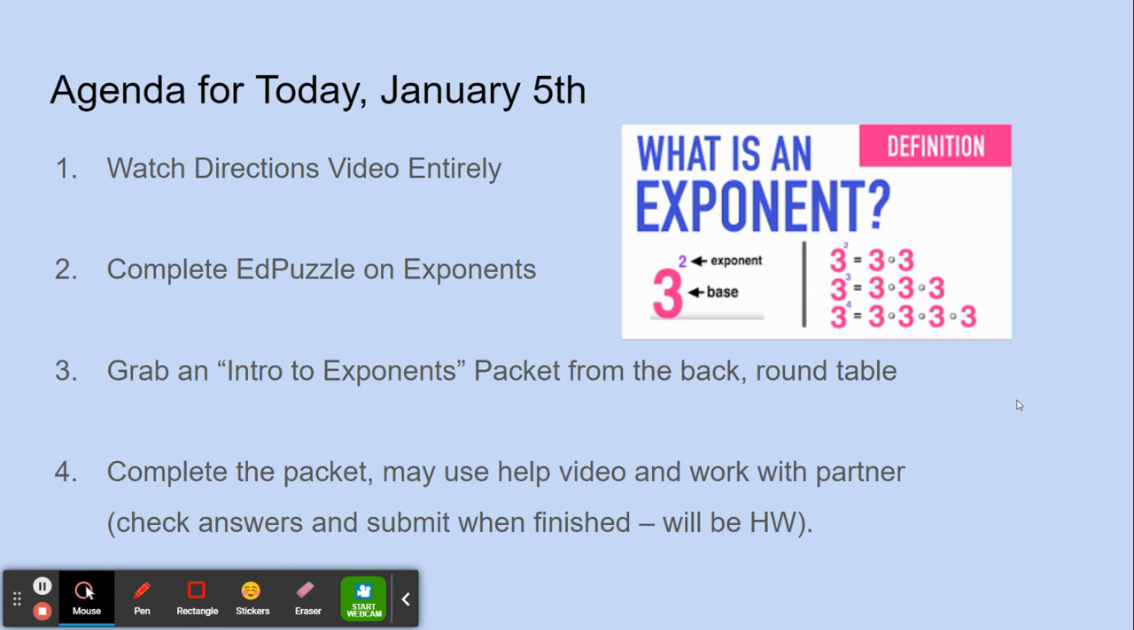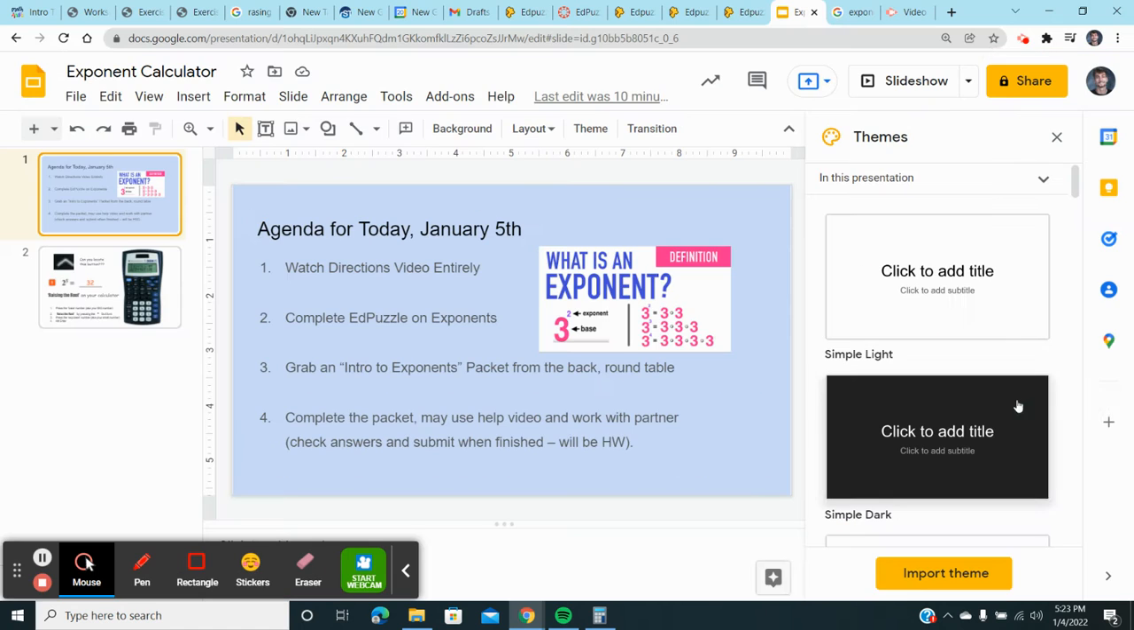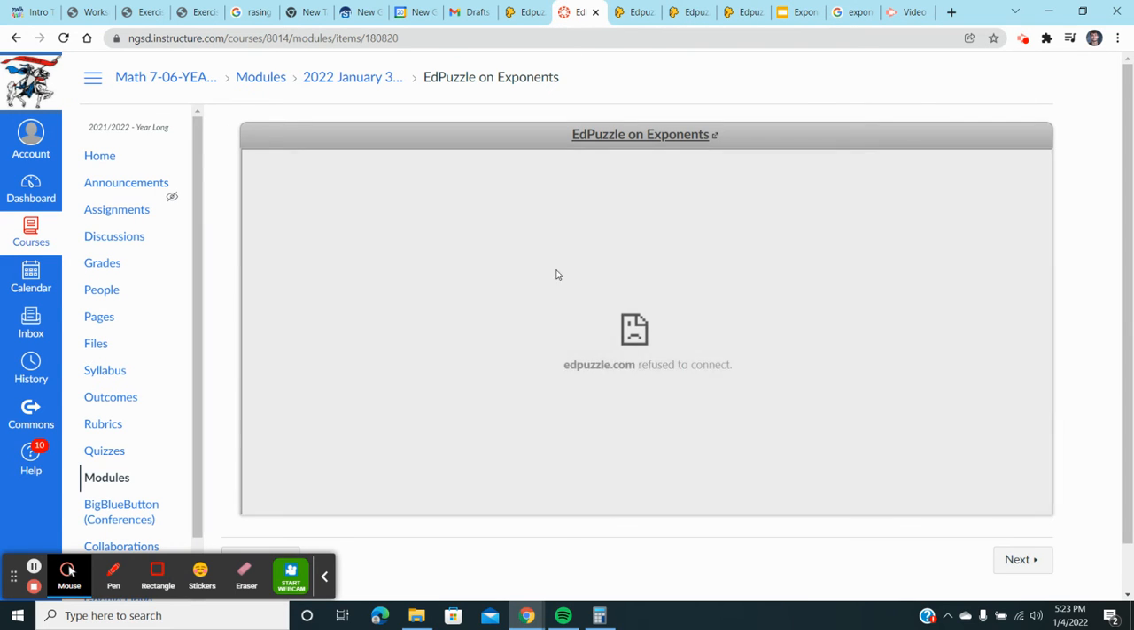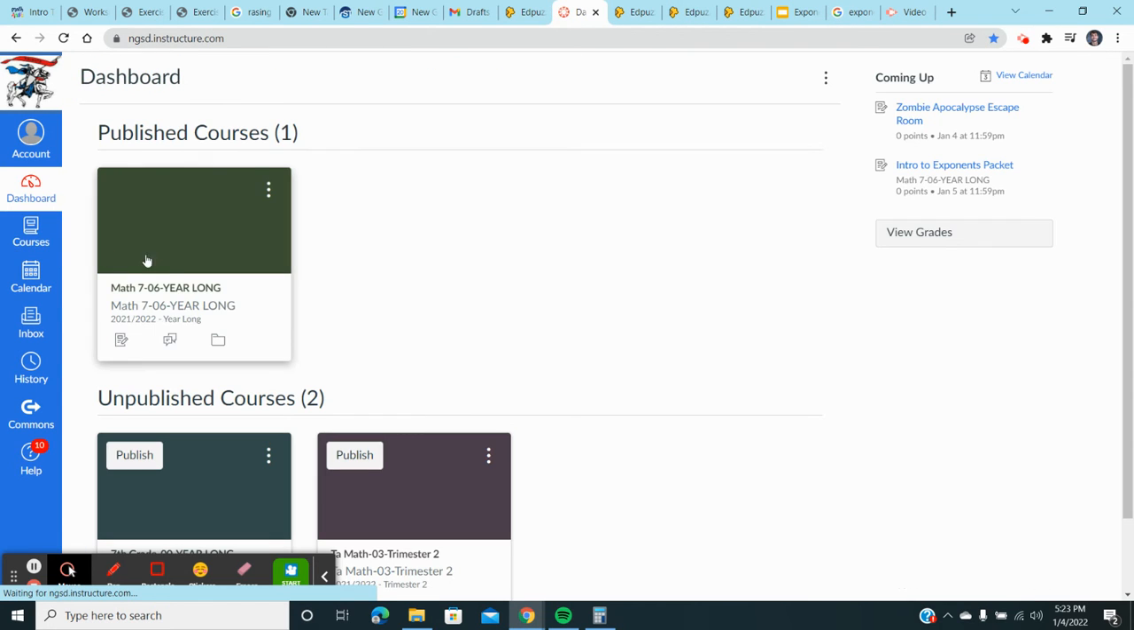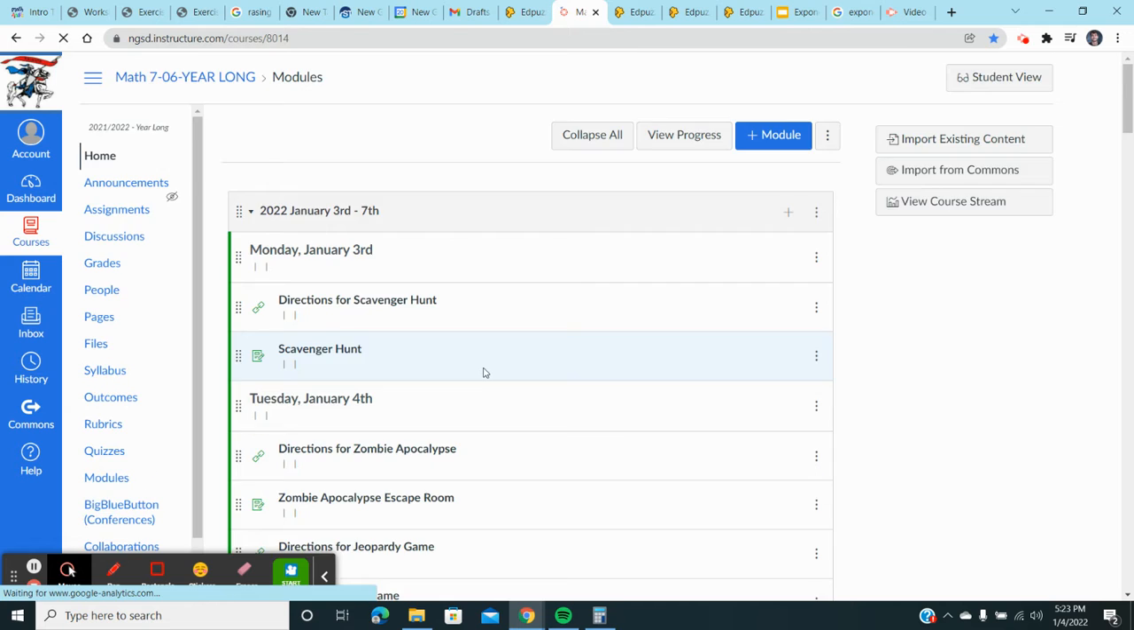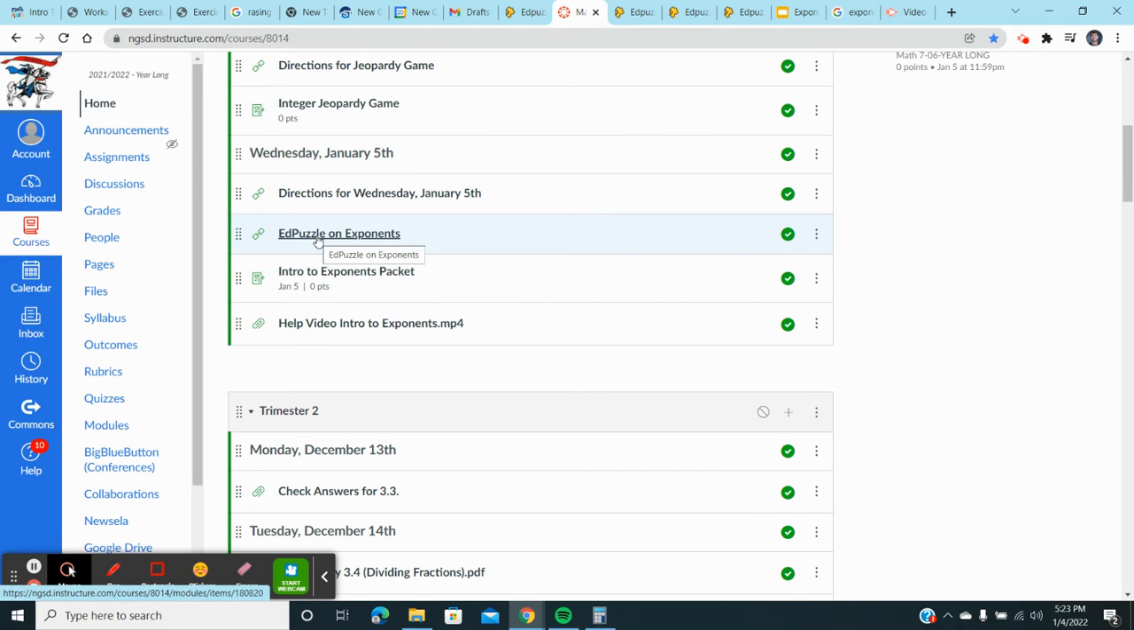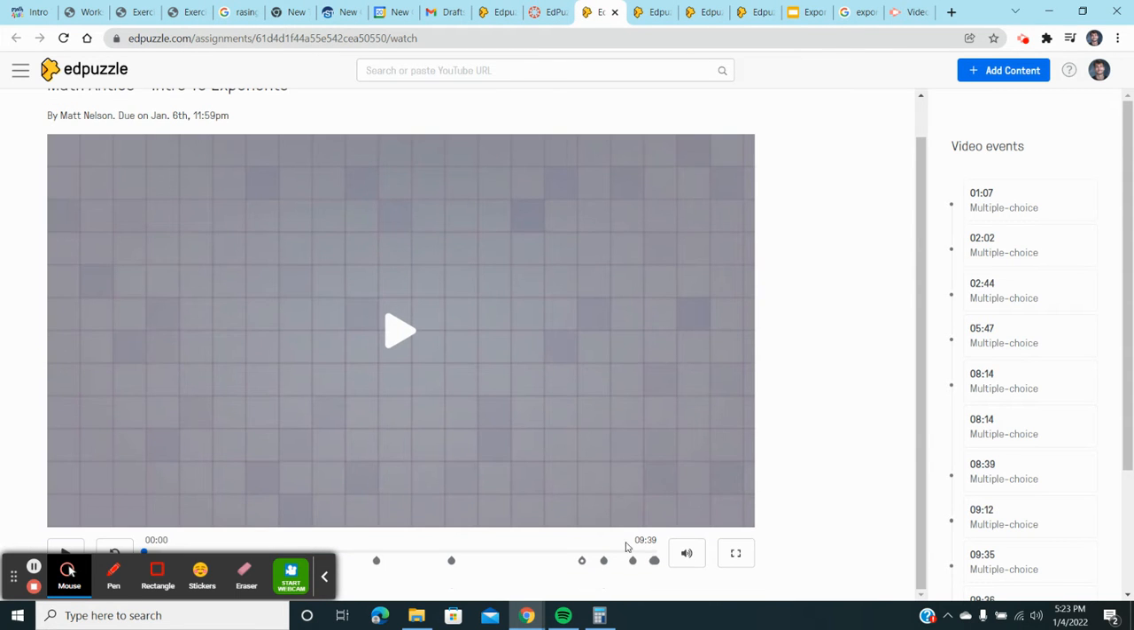So today we're going to be talking about exponents, and so you're going to start off by going to Canvas, and in your dashboard, underneath Wednesday, January 5th, you are going to see Edpuzzle on exponents. This is a link, so you're going to click on it and then click on the text here, and it's going to bring you to your assignment in Edpuzzle. It is a 10-minute long video. There are about 14 questions that pop up as you're working.